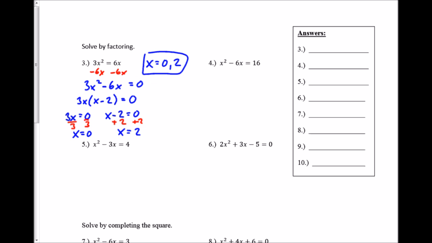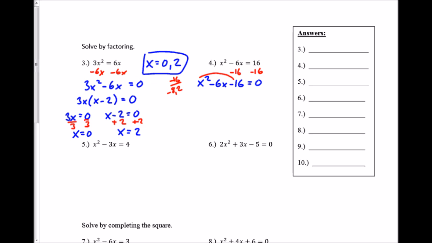For number 4, I want to approach it the same way. I need 0, so I'm going to subtract the 16 from each side. And what that leaves me with is x squared minus 6x minus 16 equals 0. And now I want to solve by factoring, so I'm going to build a bridge. And I look for two numbers that multiply together to give me a negative 16, but add together to give me a negative 6, which would be a negative 8 and a positive 2.